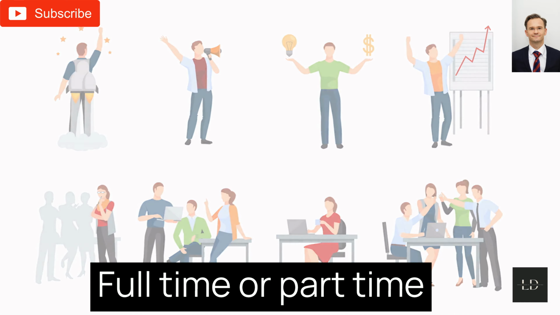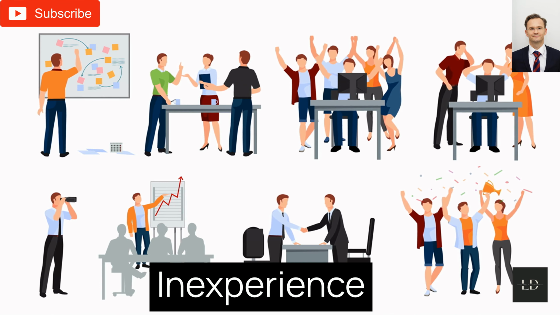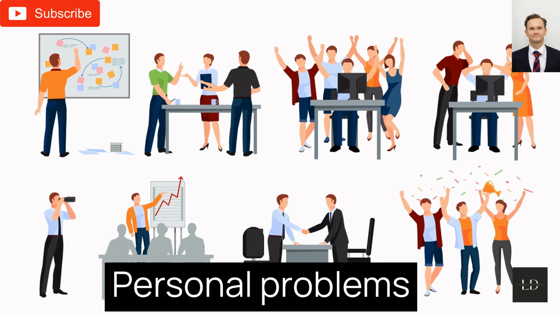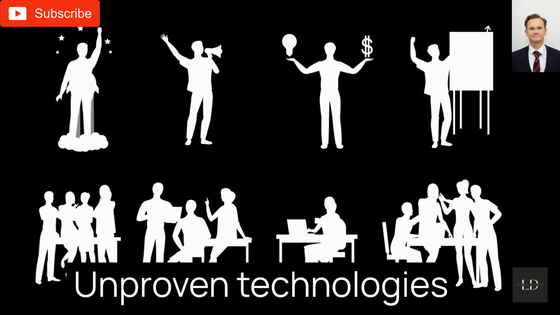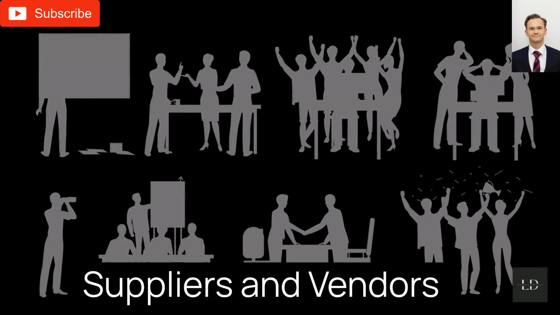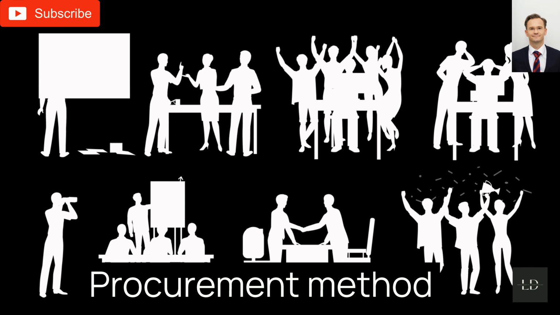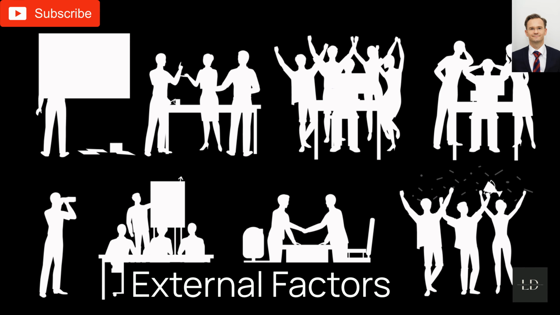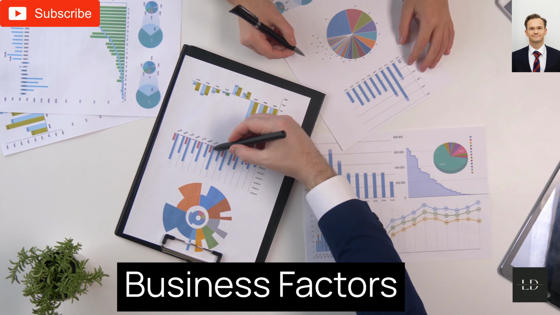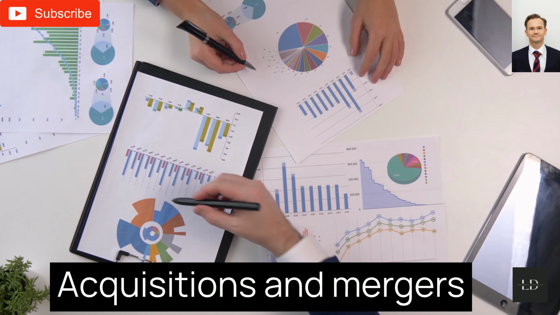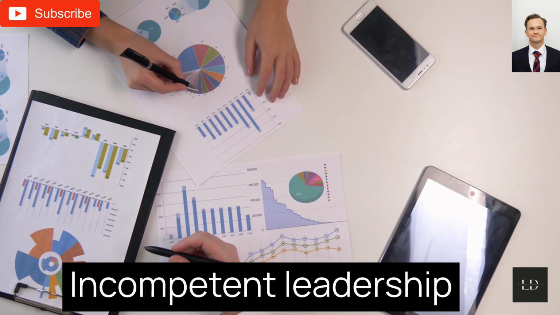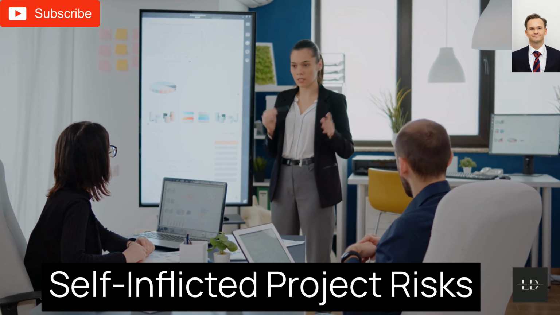Team, full-time or part-time, team member location, not finding necessary resources, inexperience, insufficient business knowledge, insufficient skills, lackluster commitment, lack of teamwork experience, personal problems, technology, lack of technical data, unproven technologies, technologies that are not standard, approach to development, complexity level, suppliers and vendors, types of contracts, risk and reward aspects, procurement method, history with supplier, vendor, external factors, changes in weather, legal and regulation changes, approvals of government bureaucracy, changes in politics, business factors, marketing time required, economic occurrences, acquisitions and mergers, state of the market, project management, inexperience, bad communication, incompetent leadership, insufficient backup plans, lack of risk management.